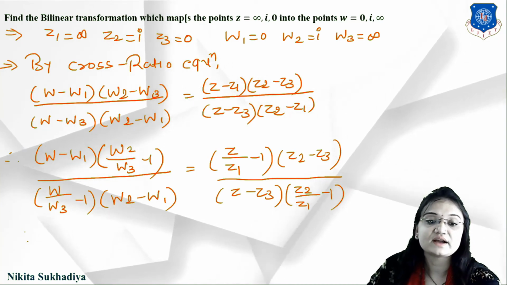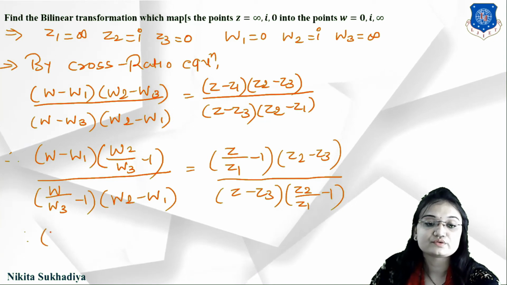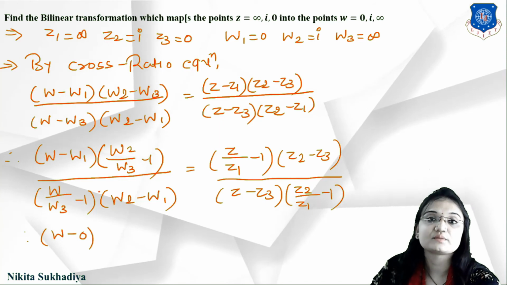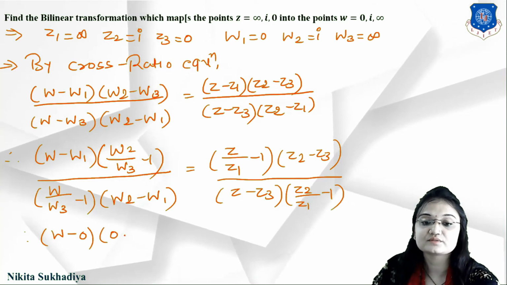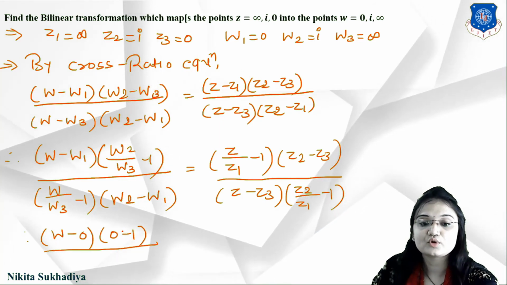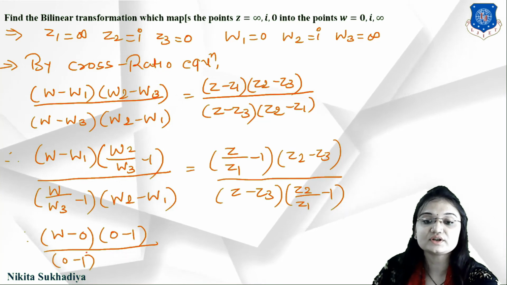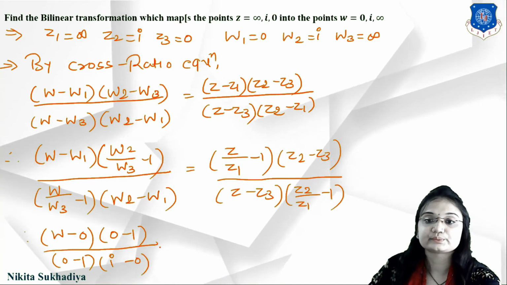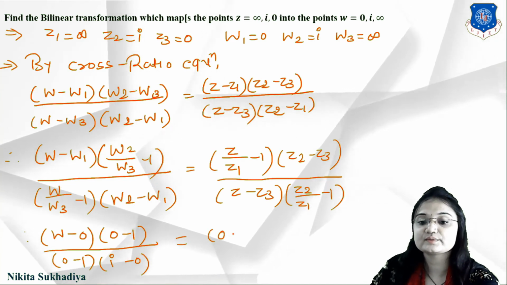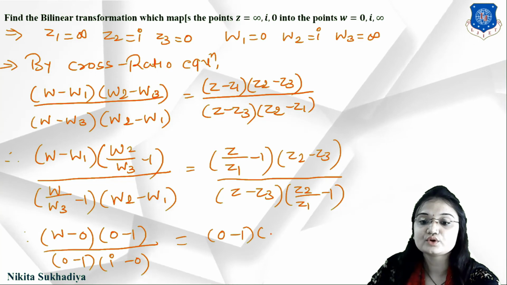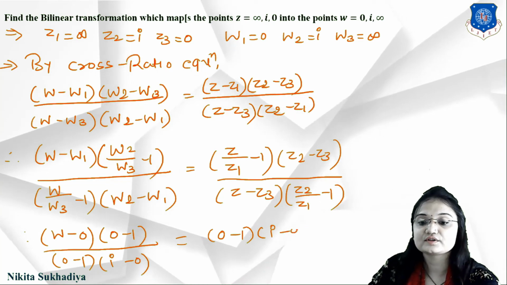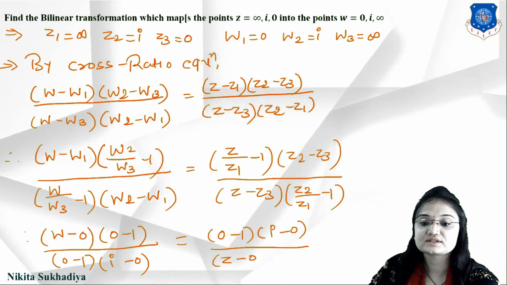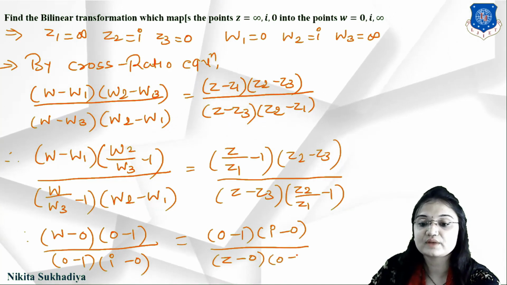And by taking the other values, we will get here w minus w1, that is w minus 0. Here this will become 0 minus 1 upon 0 minus 1 into w2, so that is i minus 0. Here also this will become 0 minus 1, z2 is i, z3 is 0, so this will become i minus 0 upon z minus z3, so z minus 0 into 0 minus i.